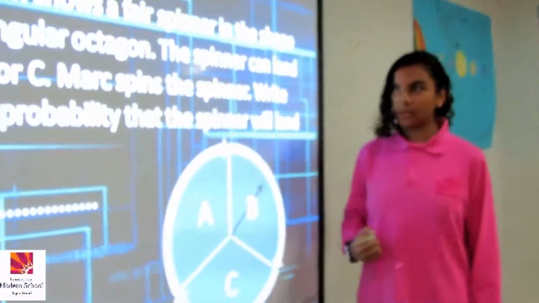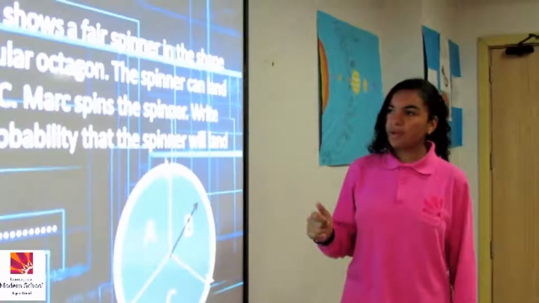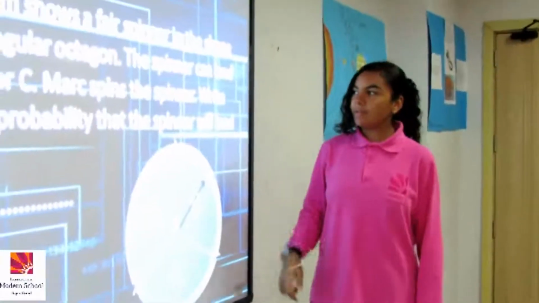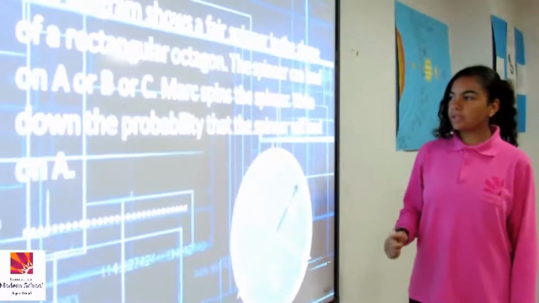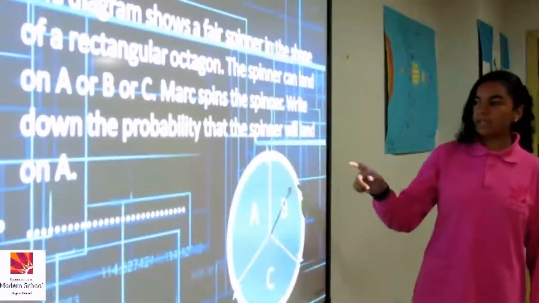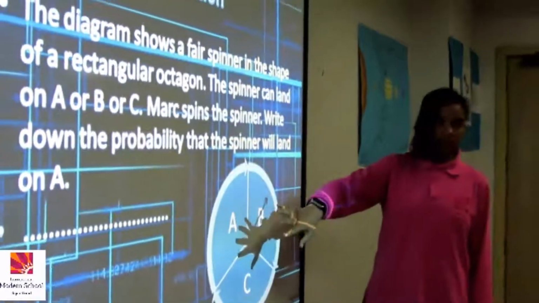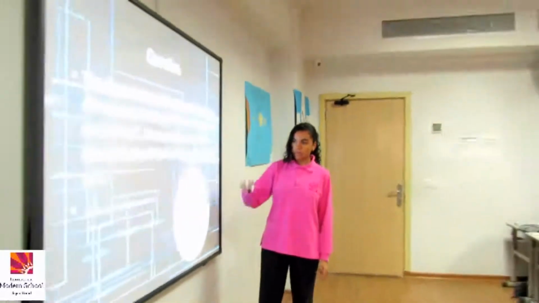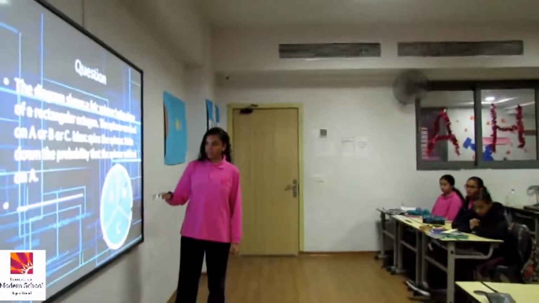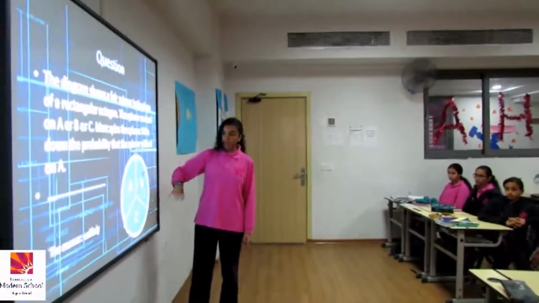Question, I want to ask a question. The diagram shows a fair spinner in the shape of a regular octagon. The spinner can land on A or B or C. Mark spins the spinner. Write down the probability that the spinner will land on A. So there's only one A in there, and there are A, B, C, so there are 3. So 1/3. So that means the answer is unlikely.